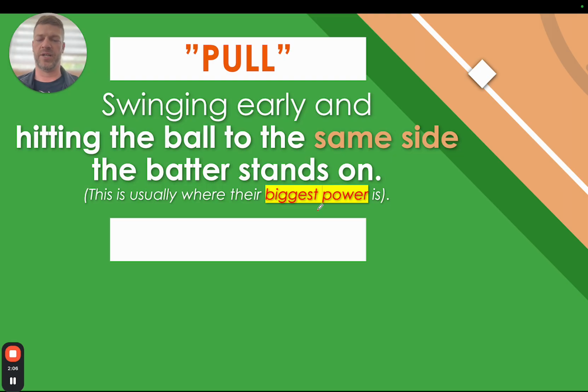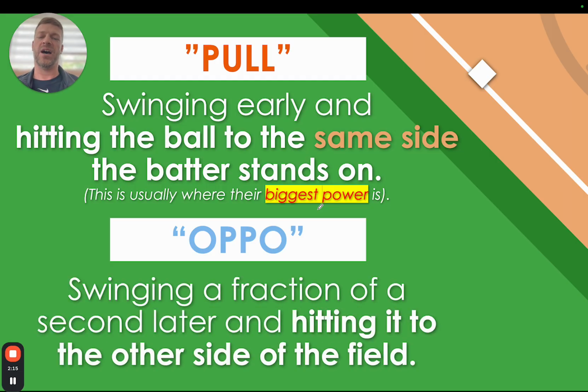And then our other one is called oppo, which is short for opposite. Opposite field, opposite side. And that's swinging to the other side of the field. Now you're going to see this word swinging early and swinging a fraction later. So let me explain that right now.